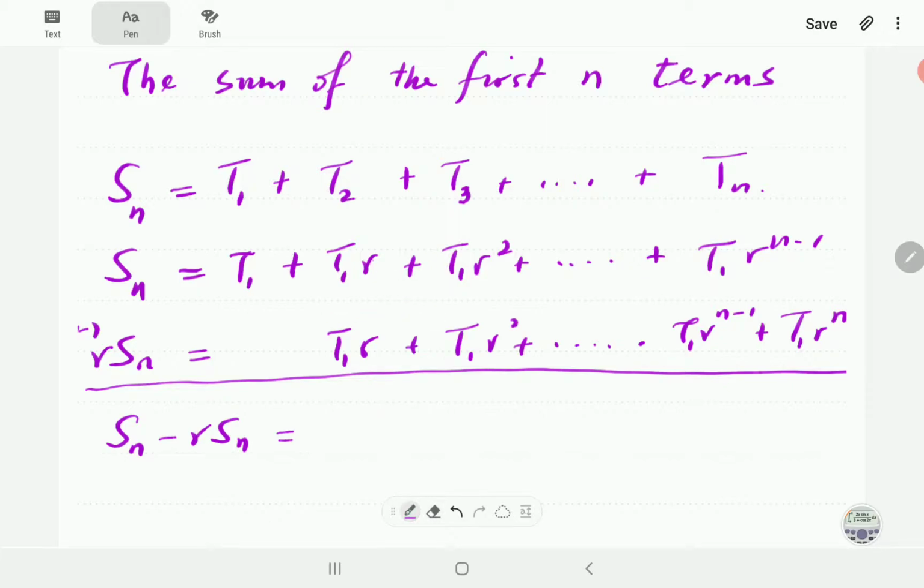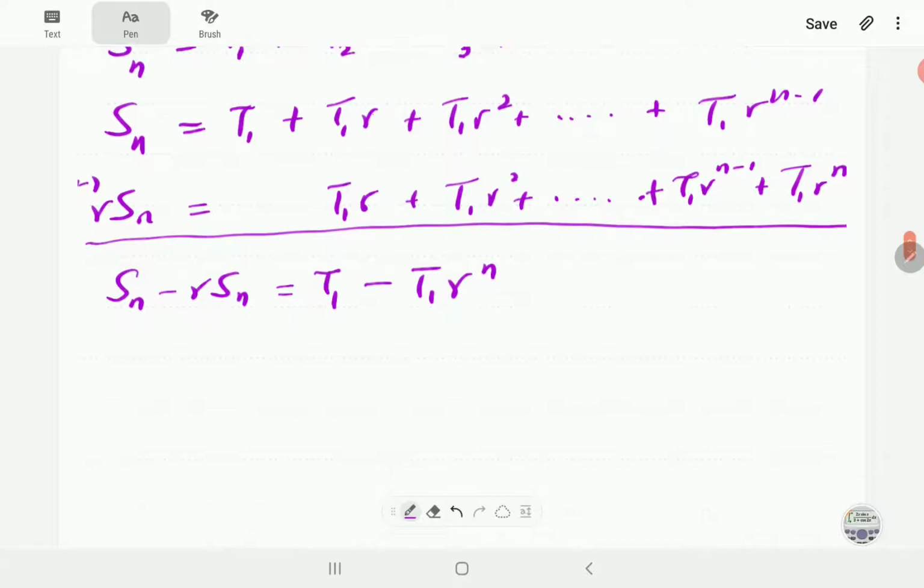So on this side we're going to subtract corresponding terms. So here T1 minus nothing here is going to give us T1. Then here this term minus this term is going to give us 0. This term minus this term is going to give us 0. All the terms here are going to be identical, so if you subtract, we're going to get 0. This term minus this term is going to give us 0. And then for this one, there's no corresponding term. It's going to be 0 minus this term. So it's going to be negative T1 r to the power n.